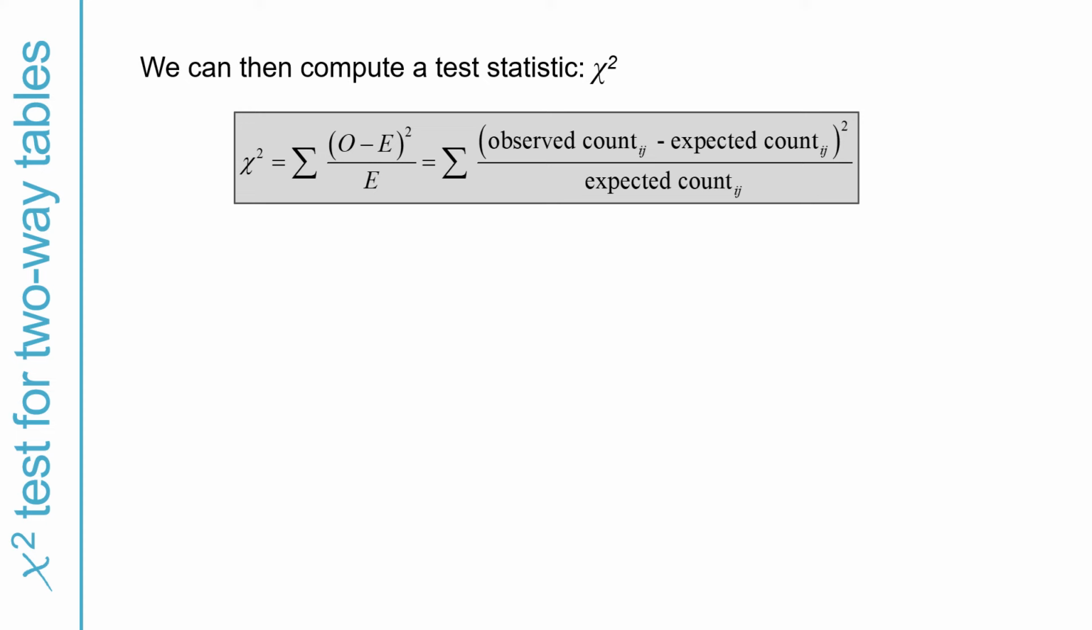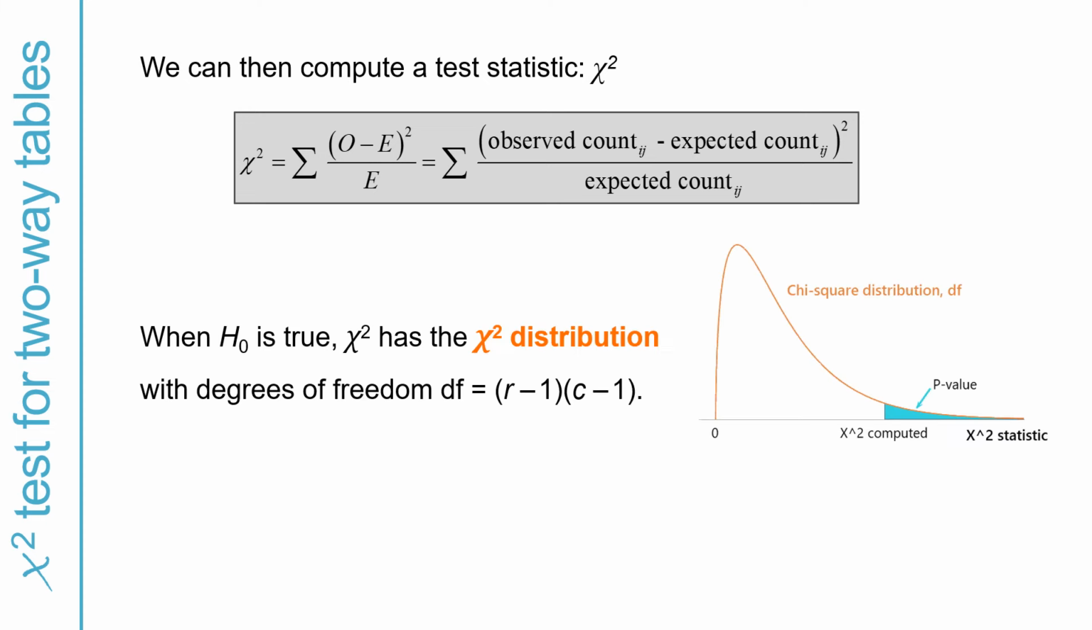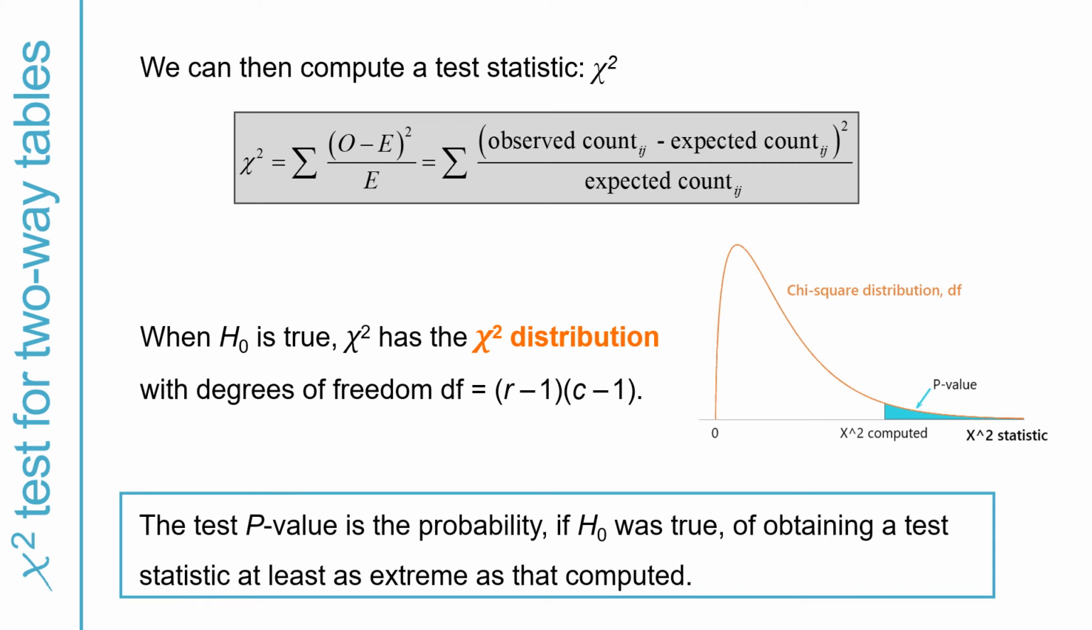Mathematically, it can be proven that when the null hypothesis is true, the chi-square statistic follows a skewed distribution called a chi-square distribution, specifically the chi-square distribution identified by its degrees of freedom equal to number of rows minus 1 times number of columns minus 1. So since we have a probability distribution for the test statistic when the null hypothesis is true, we can calculate the test p-value, which is the probability when the null hypothesis is true, of obtaining a test statistic at least as extreme as that computed, so the right tail of this skewed distribution.